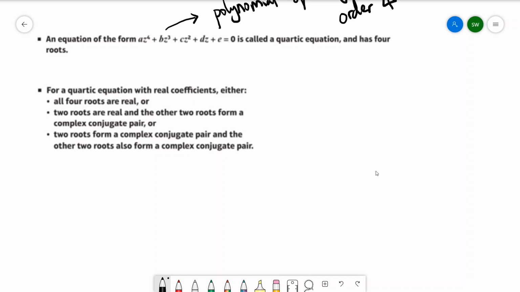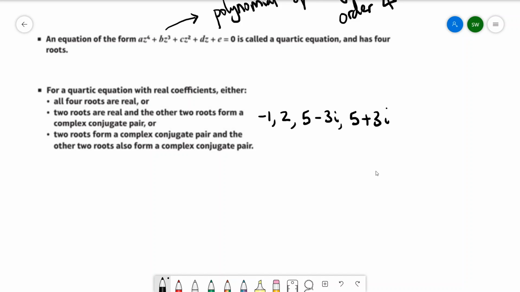So one possibility would be that 2 of the roots are real. For example, you could have -1 and 2. And then the other 2 roots are made from a complex conjugate pair. So you could have 5 minus 3i and 5 plus 3i, for example. That's one case, 2 real and 2 complex.